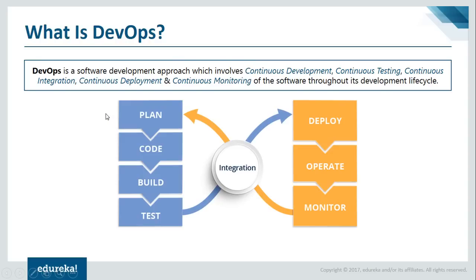And if you can see the image over here, on the left hand side, you have all the activities performed by the development team, right? Let's call it the development activities. And then on the right side, you have all the operation activities. We have activities like deployment, operation, and monitoring over here, right?